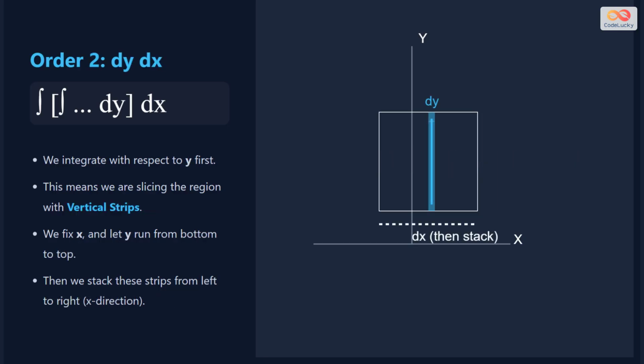Now consider the reverse order, dy dx here. We integrate with respect to y first. This corresponds to vertical slices. We calculate the height of a strip from bottom to top, and then we sum these vertical strips horizontally along the x-axis.